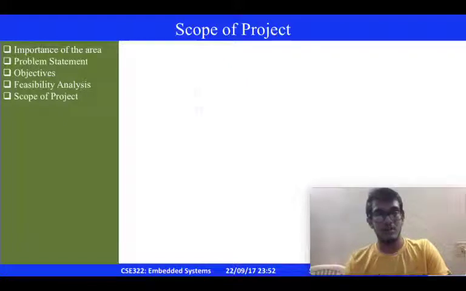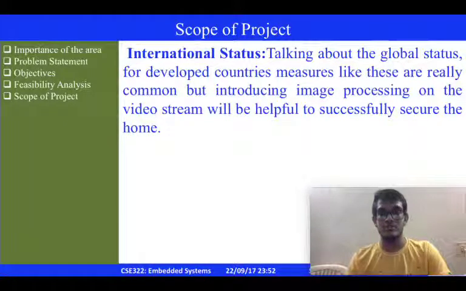Now, talking about the international status, globally, these techniques are very well known and common, but introducing the image processing, the video processing in this system, if we work on video stream and then compare the two different frames and then tell that the changes and motions have occurred in that section of the home, then it will offer more security to the system and strengthen this intrusion detection system.